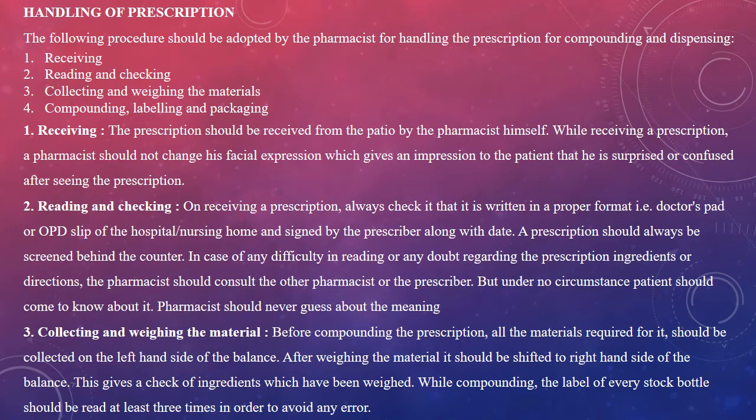Next is handling of prescriptions. The following procedure should be adopted by the pharmacist for handling the prescription for compounding and dispensing. First is receiving, reading and checking, collecting and weighing the material, compounding, labeling and packaging.